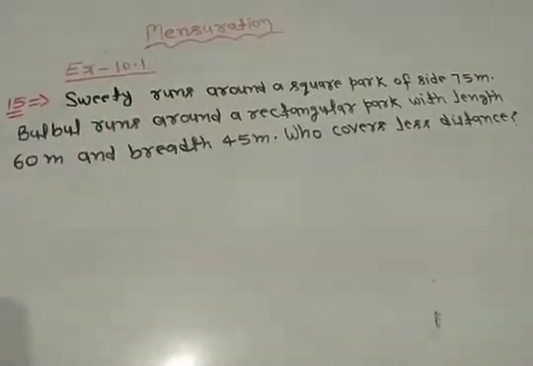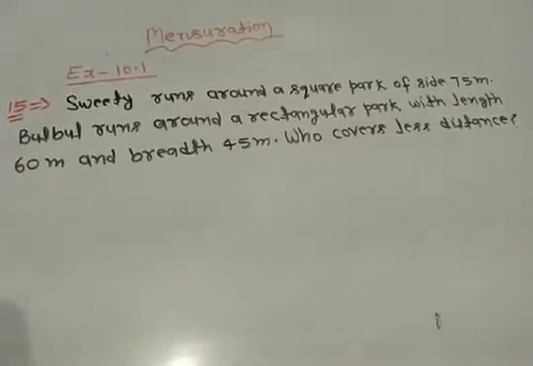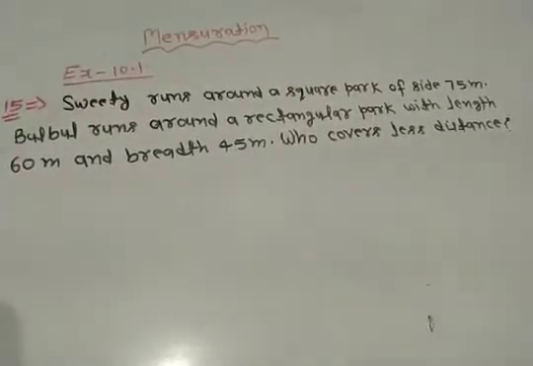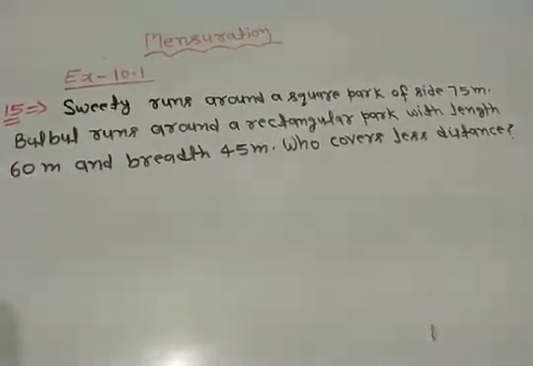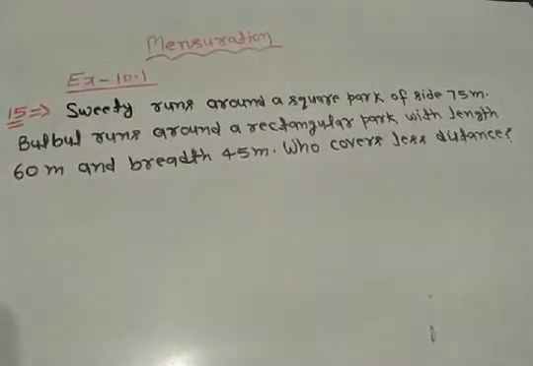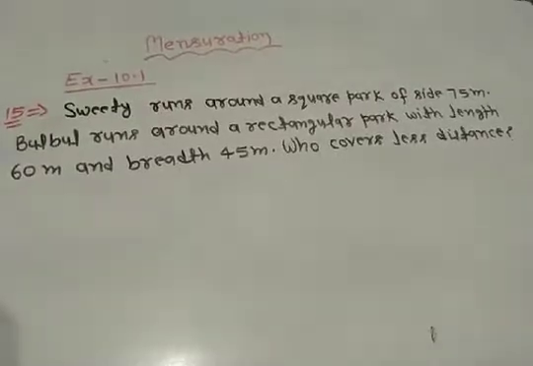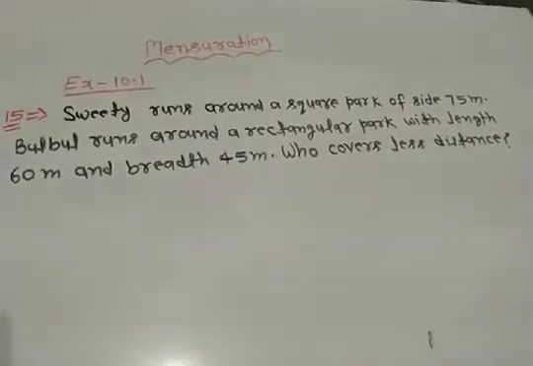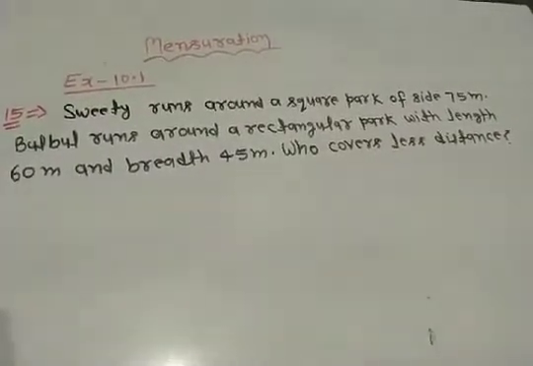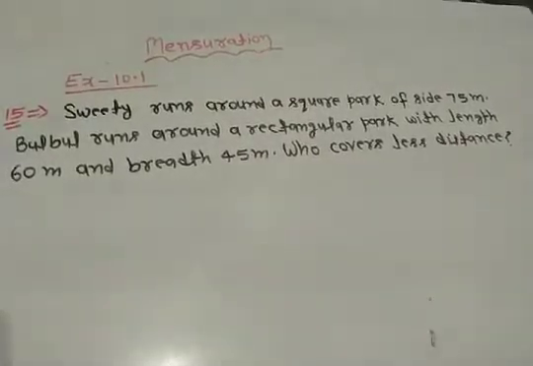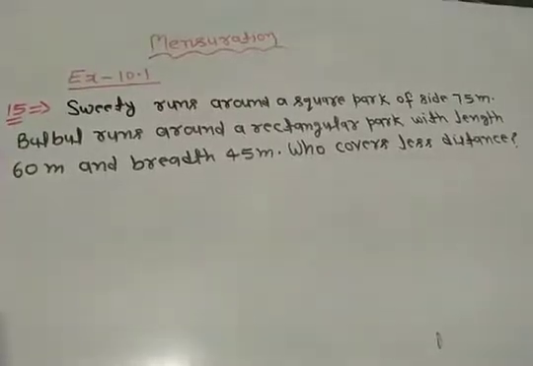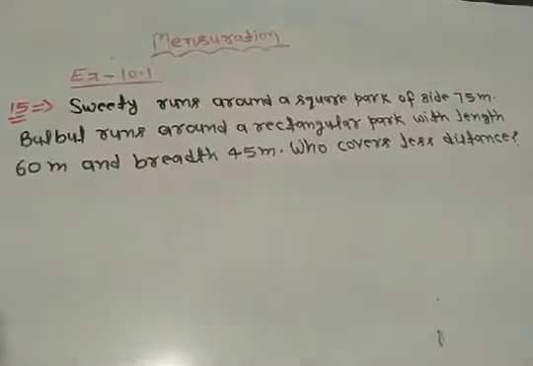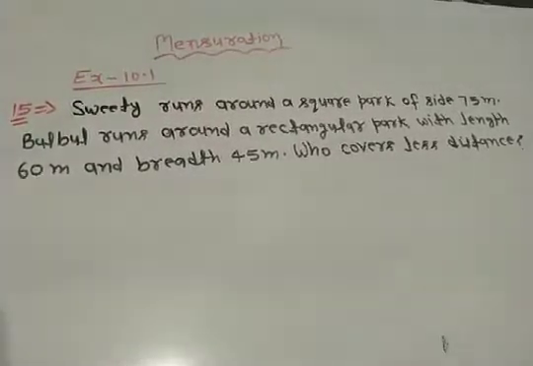So first we find the perimeter of these parks. After this we compare them to see who covers less distance. The perimeter of a square park is equal to 4 into the length of the side. Here the side of the square park is given as 75 meters. So 4 into 75 is equal to 300 meters. So the distance covered by Sweety is 300 meters, and now we find the distance covered by Bulbul.